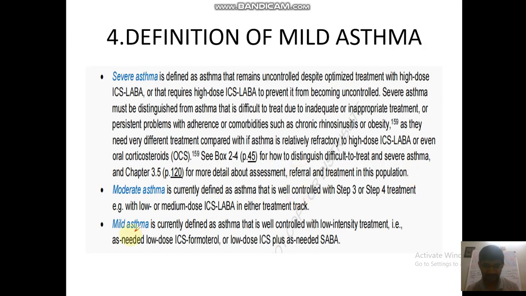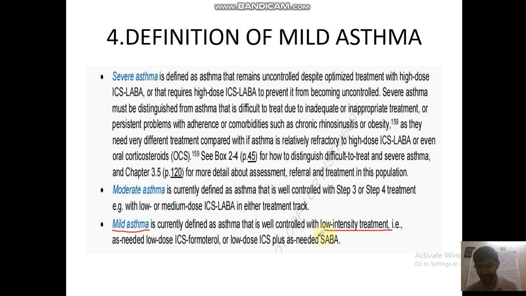Coming to the fourth major difference, here the definition of mild asthma has changed. For severe asthma and moderate asthma, there is no change in definition. For mild asthma, there is a change in definition which you need to know. Mild asthma is currently defined as asthma that is well controlled with a low intensity treatment, that is as-needed low dose ICS formoterol or as-needed low dose ICS with SABA. We studied here that ICS SABA is a new inclusion. In the previous 2022 version, mild asthma was defined as asthma which is controlled with step 1 or step 2, but here there is no mention of any step.